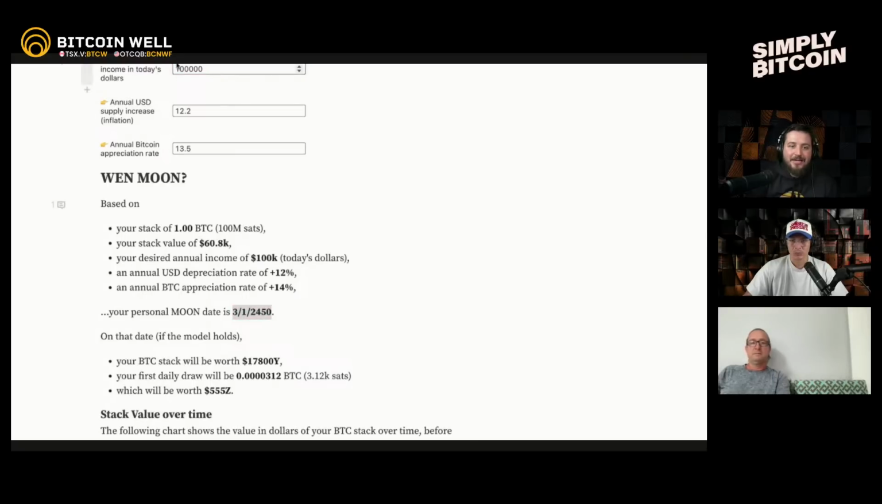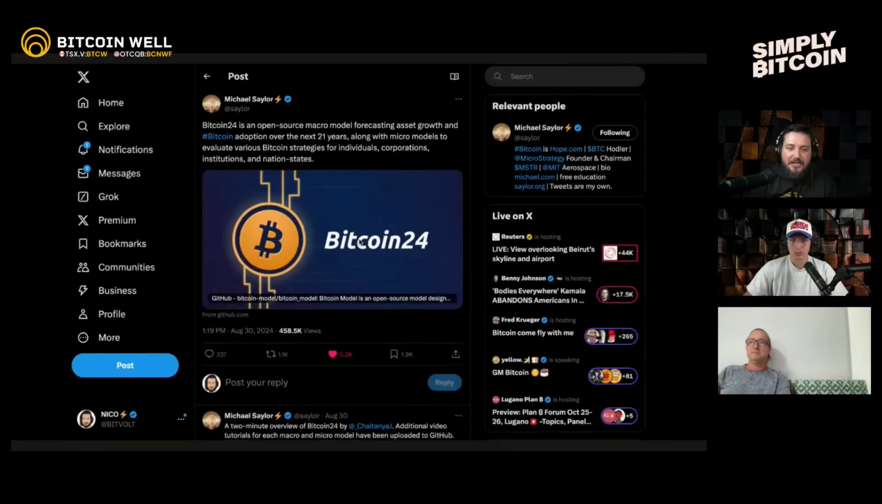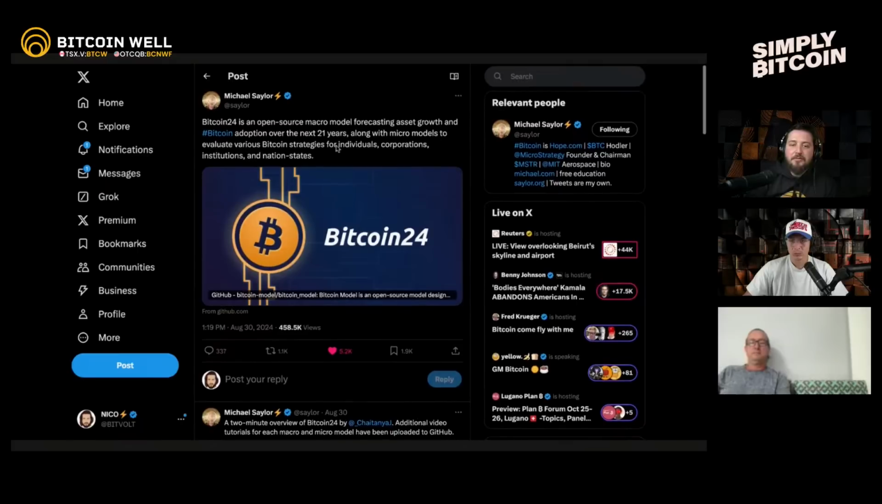The thing is, though, Michael Saylor actually just released a new calculator called Bitcoin 24. Essentially it's an Excel sheet, which is completely open source, and it allows you to plug in some numbers. So here is Saylor describing it himself. This is a tweet. He says, Bitcoin 24 is an open source macro model forecasting asset growth and Bitcoin adoption over the next 21 years, along with micro models to evaluate various Bitcoin strategies for individuals, corporations, institutions, and nation states. So we're going to show that to you guys today.